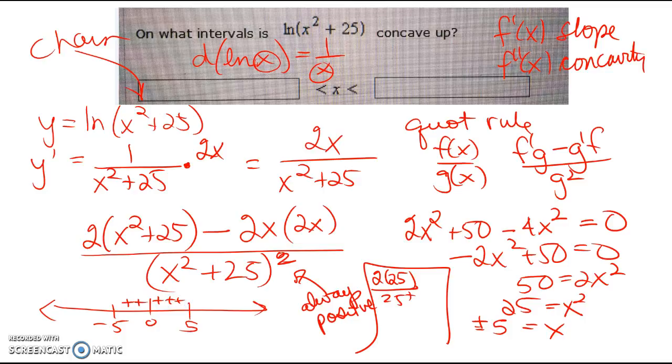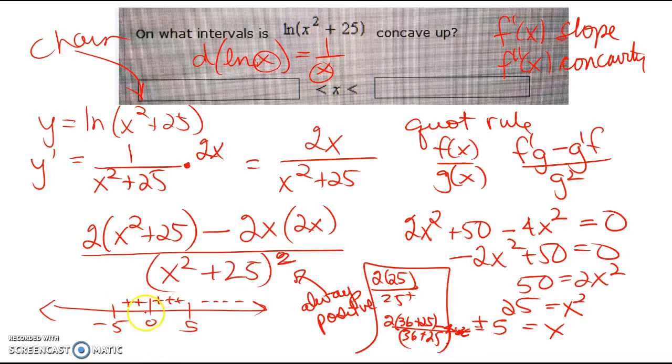Let's see what happens at 6. 2 times 36 plus 25 minus 4 times 36. Sorry, it's a little bit messy. Over 36 plus 25 squared. So if we check that, I believe this is going to be negative. So these would be negative, right?